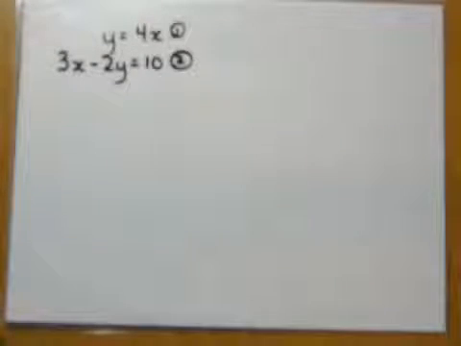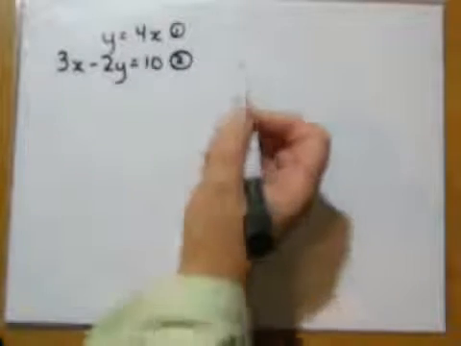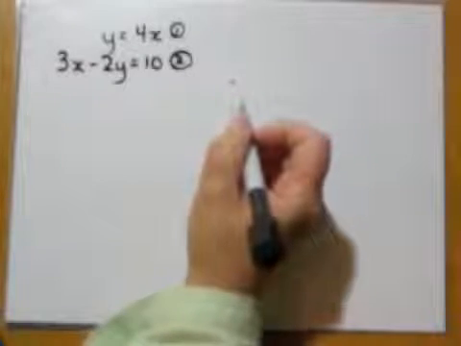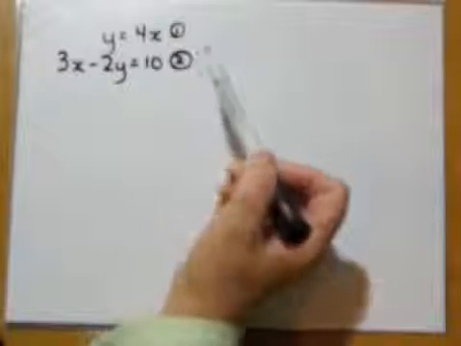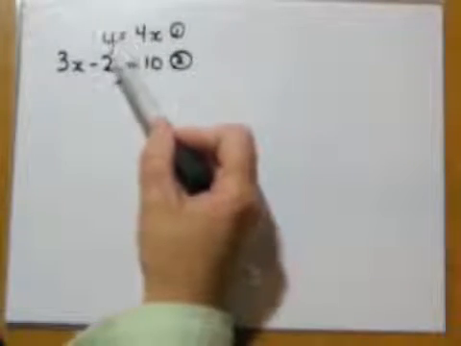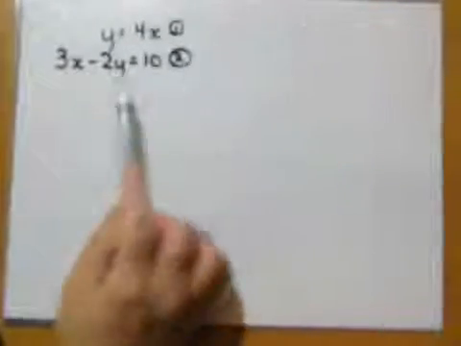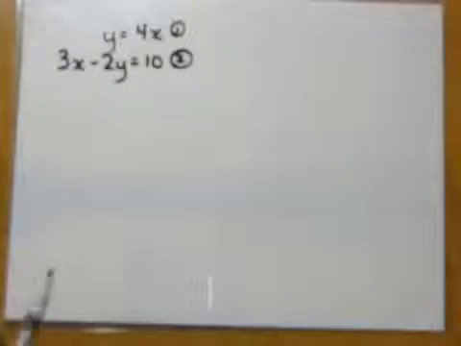Okay, we've already solved systems of equations using graphing techniques. Now I want to show you how slick it is to actually use algebra and not have to rely on graphs or the graphing calculator. Here's a fairly simple system of equations. We've got two equations: the line y equals 4x, and 3x minus 2y equals 10.